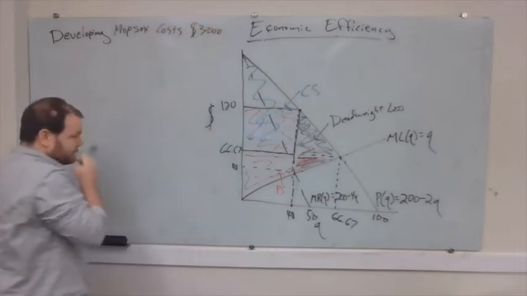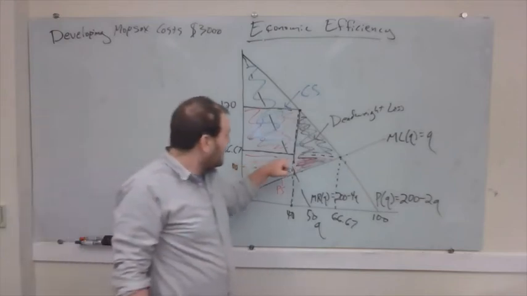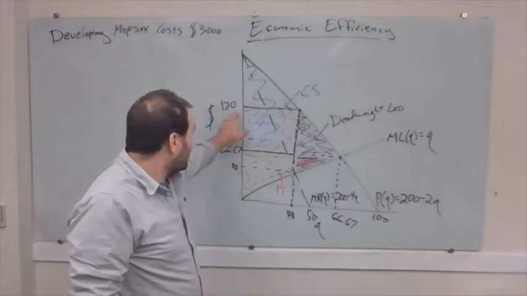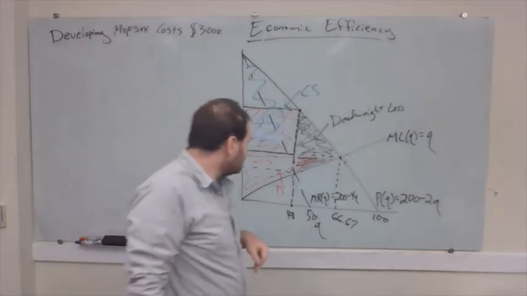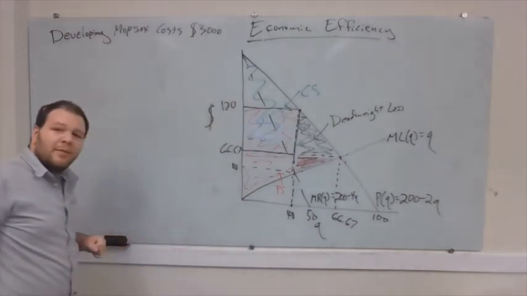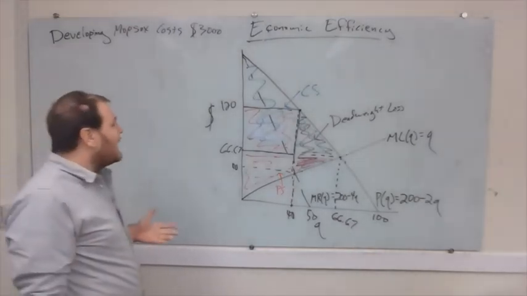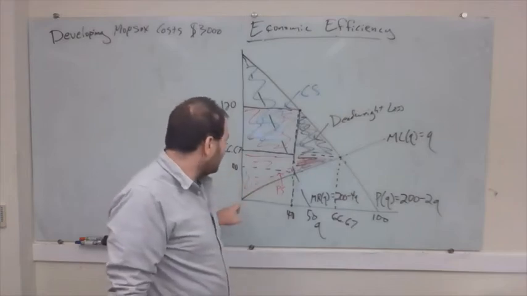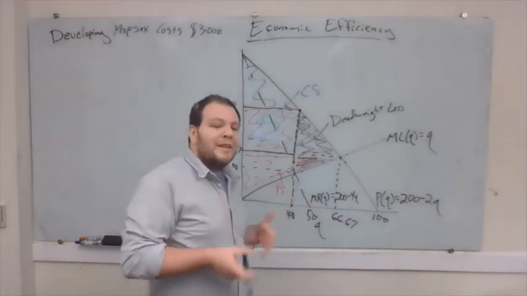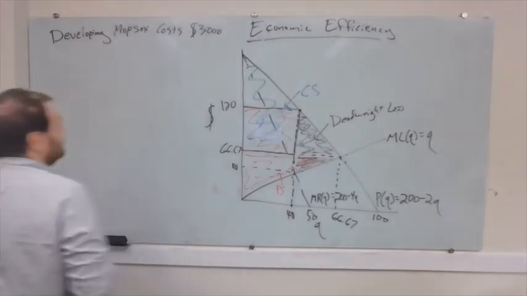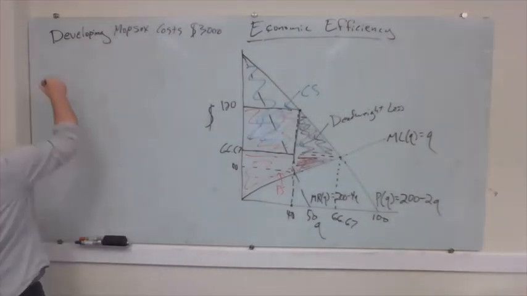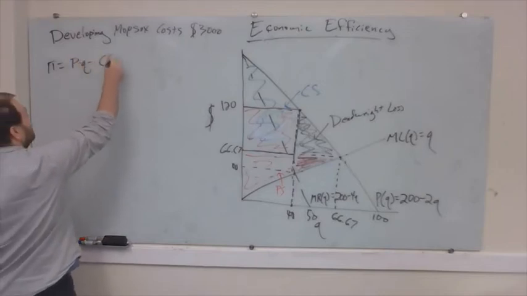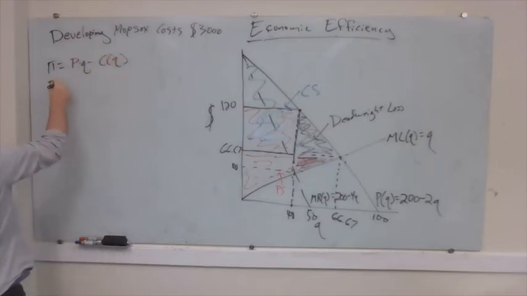So if you get your patent, you're protected from competition and are able to charge a profit maximizing price, is it going to be worth it to develop the mop sock? Well, to do that, we just need to calculate our profit, which we can either do by calculating the area of this trapezoid here, or equivalently by taking total revenue minus total cost. So I'll do total revenue minus total cost. Profit is going to be P times Q minus C of Q.